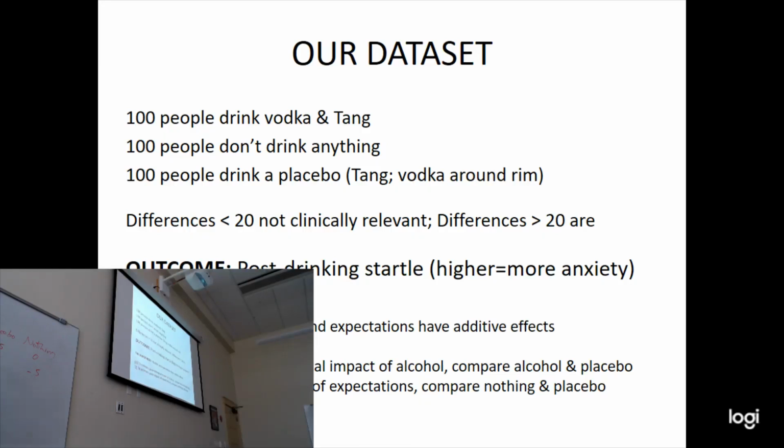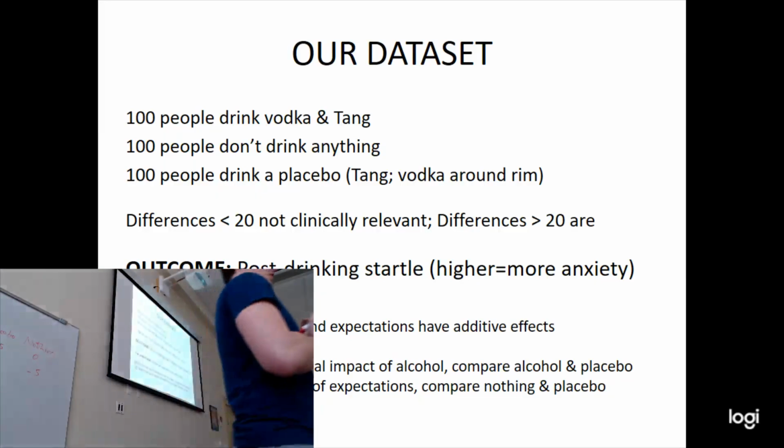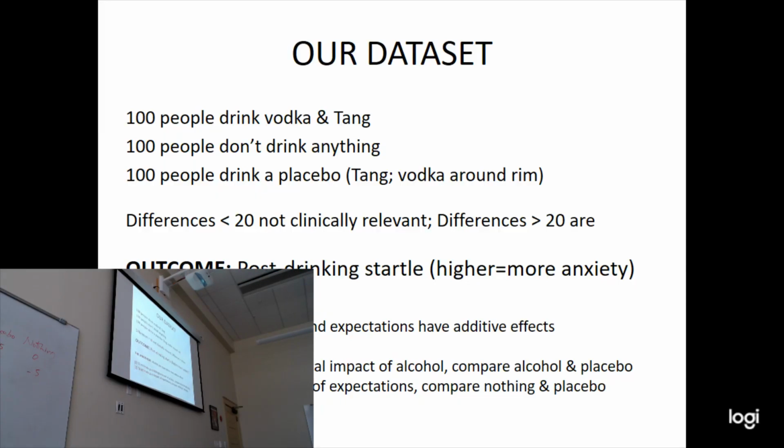Well, so this isn't quite right because it looks like these might be correlated with each other. Actually, this is a case where planned orthogonal contrasts don't quite get us what we want, right? Because to estimate the pure physiological impact of alcohol, you want to compare alcohol to placebo. And to get the pure effect of expectations, you want to compare nothing with placebo.